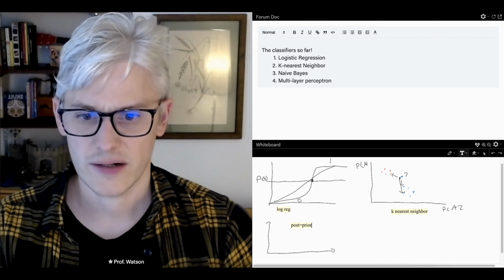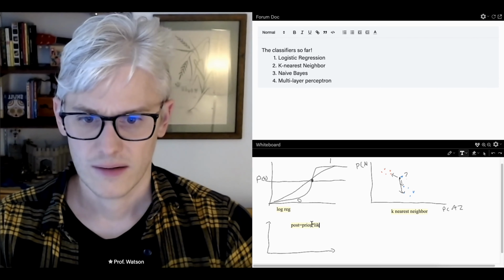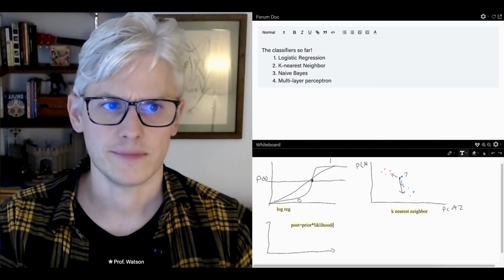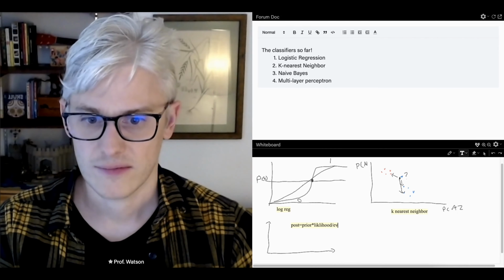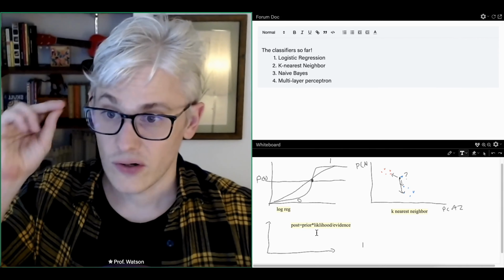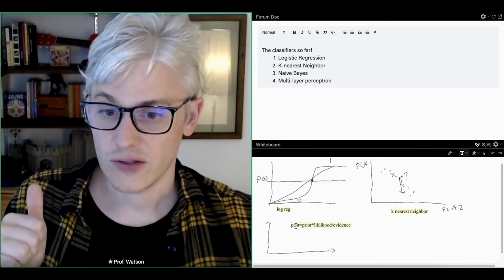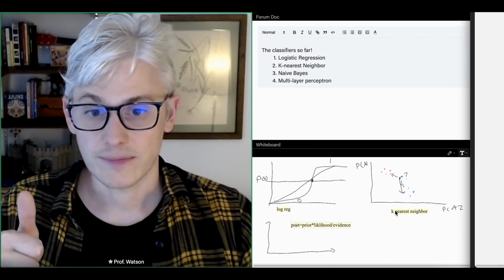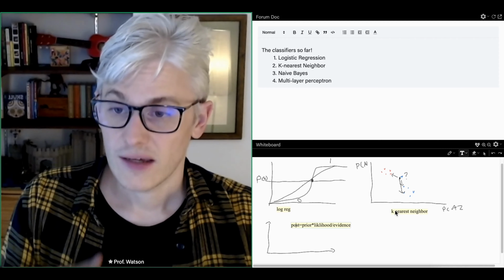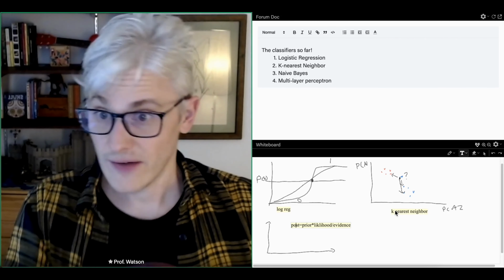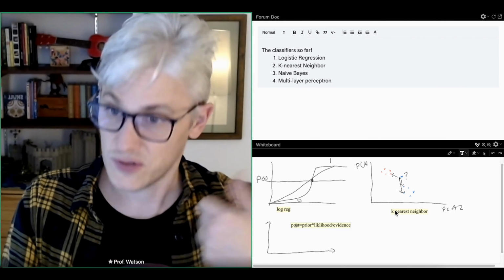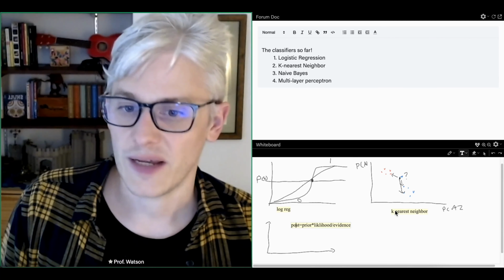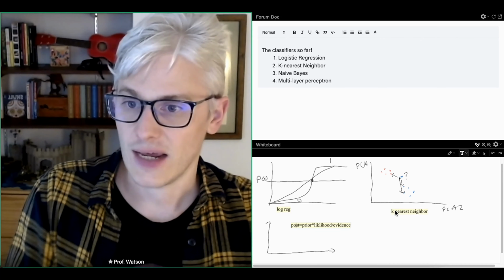Posterior is the prior times the likelihood divided by the base rate. So the probability that you observe some event given some evidence is equal to the probability that you observe the evidence given some event times the probability you observe the event, divided by the probability that you observe the evidence. So that's one step of Bayes' theorem. You can see how you could use that to estimate a probability.